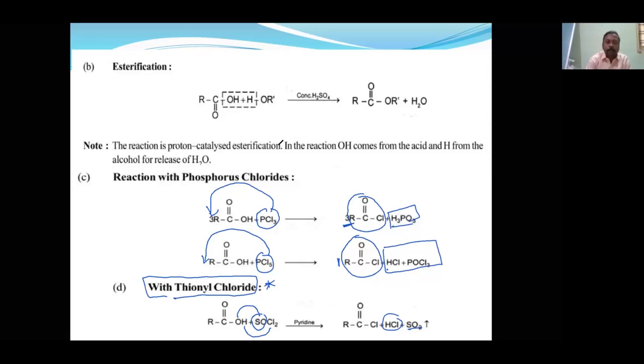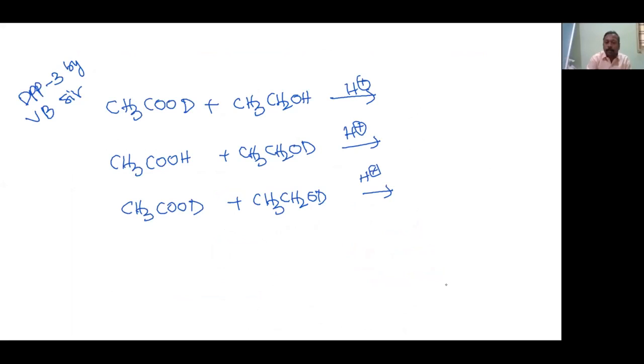Now let's see how to write the product easily, with tips and tricks. So RC double bond OH. If it is PCl3, how many times will you write it? You will write 3 moles of PCl3. If it is 3, then you will write 3. Okay, H3PO3, sorry.